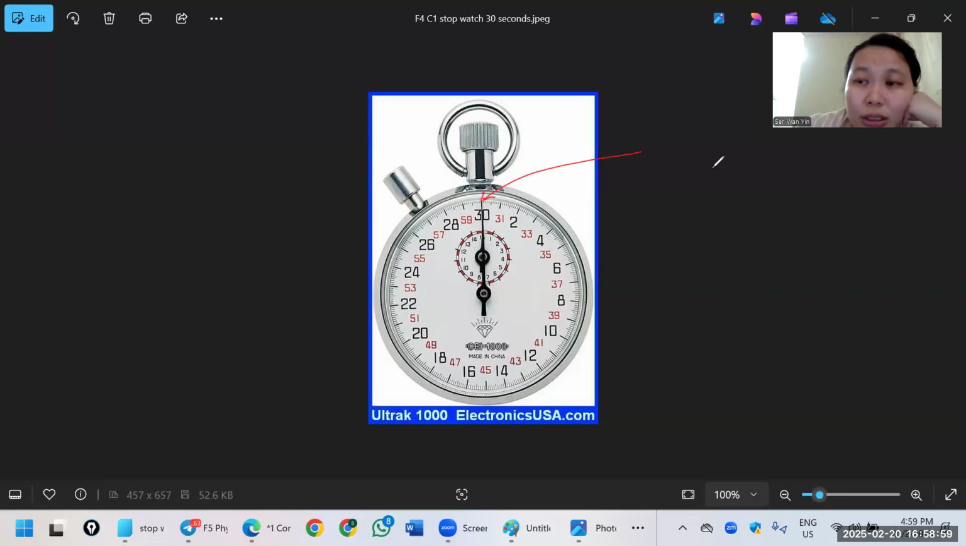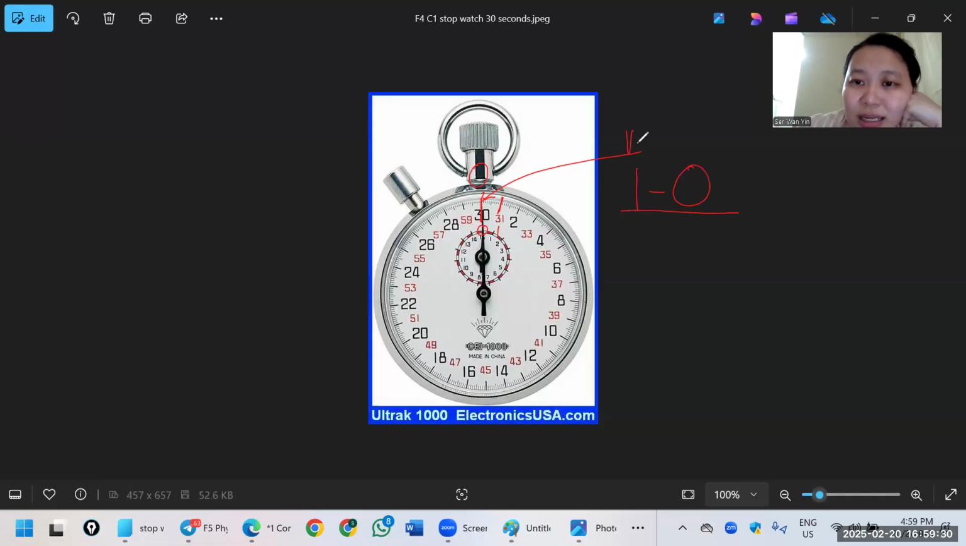What is the reading here? From 0, then tak. How many seconds? Yes, correct. So actually it is now from here to here. Actually it is 0, 1. So 0, 1 minus 0.